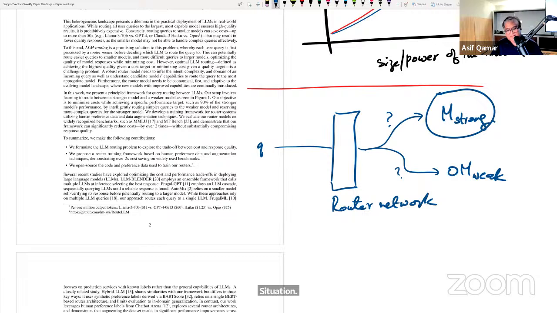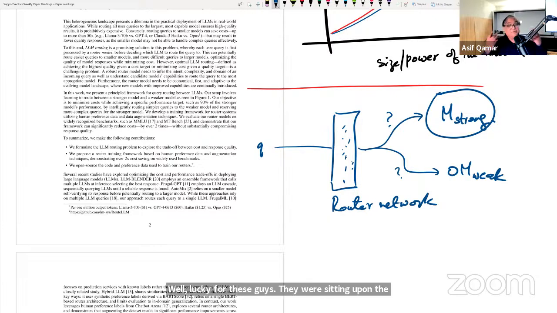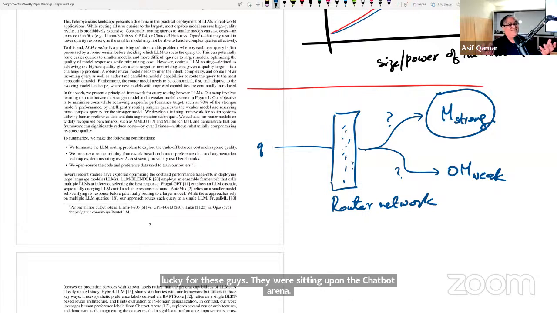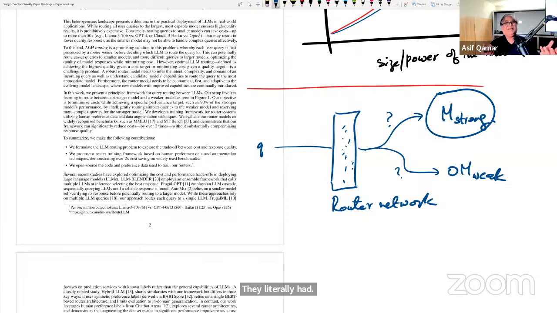So how do you train a network like this? That's the whole question. And is it possible? Well, lucky for these guys, they were sitting upon the chatbot arena. They literally had a lot of queries, right? And which model did better? Strong versus weak model did better. Do you realize that? These guys were sitting upon the chatbot arena.